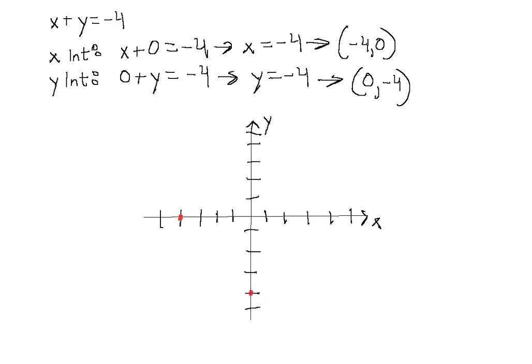And then all we simply do is connect the 2 points. Let's connect these. And then put the arrows on the ends just to clarify that they go infinitely in each direction, because we can put an infinite number of values for x and an infinite number of values for y.